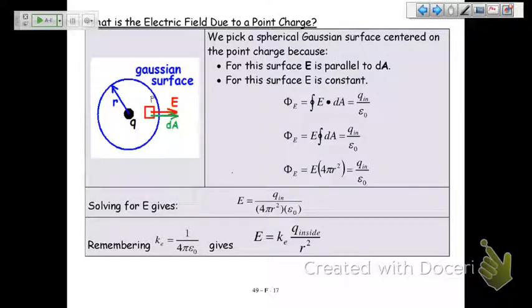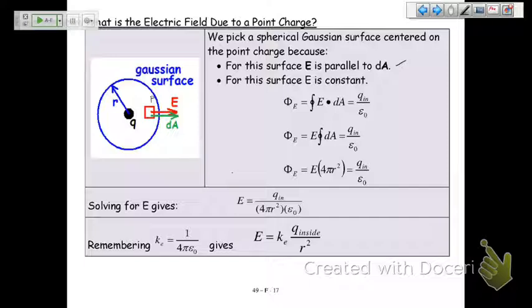So it makes my life much easier. I'm just going to use Gauss's law no matter what. Just by using a good Gaussian surface, life becomes much easier. So we pick a spherical Gaussian surface centered on the point of charge because E is parallel to dA on that Gaussian surface, and I've shown you an example here.